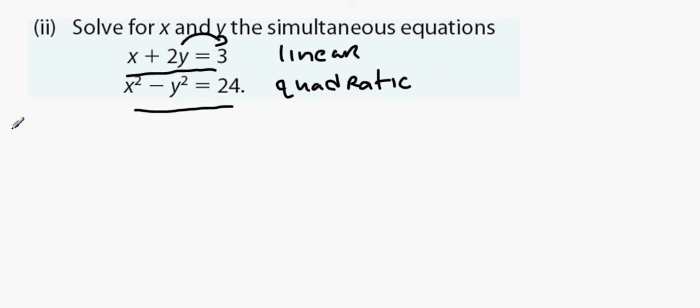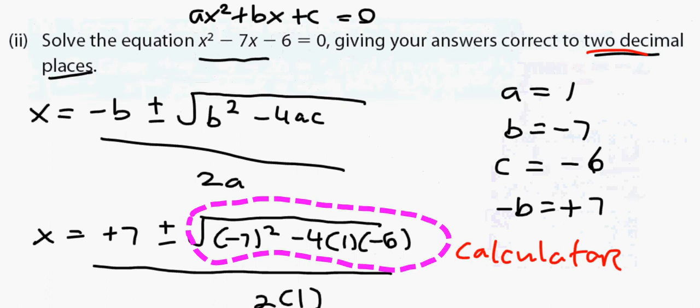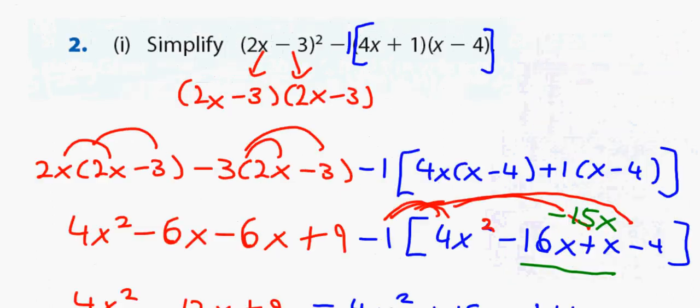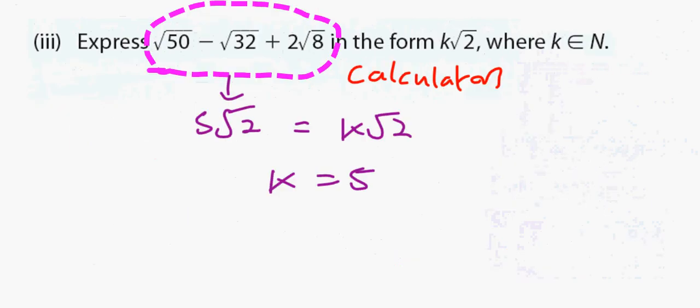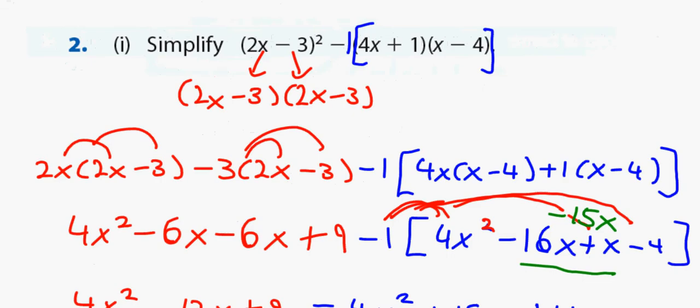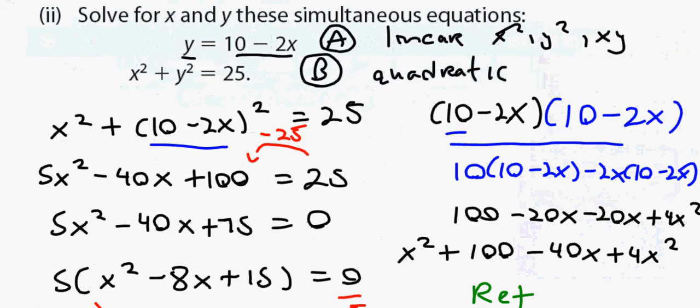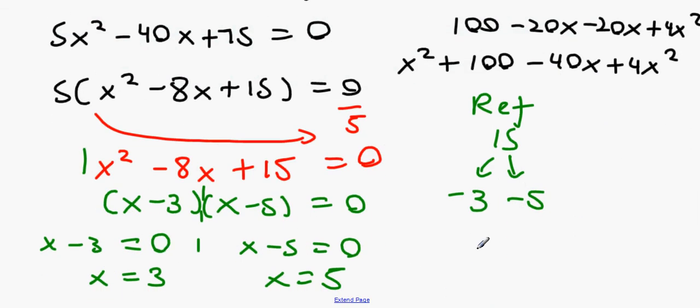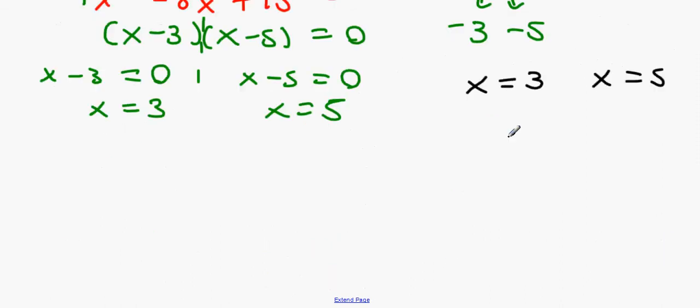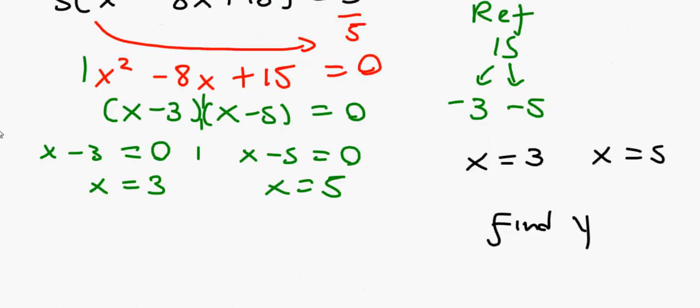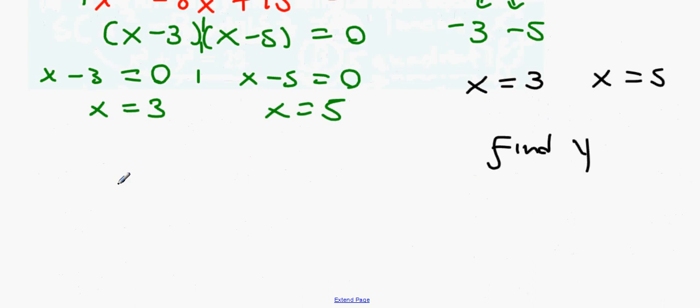I don't even think I figured out what y is. I figured out that x equals 3 and x equals 5 on this question here, but I never found y. So always make sure you find y. Okay? So when you find y, what we need to do is y equals 10 minus 2x. Always use the linear a second time.